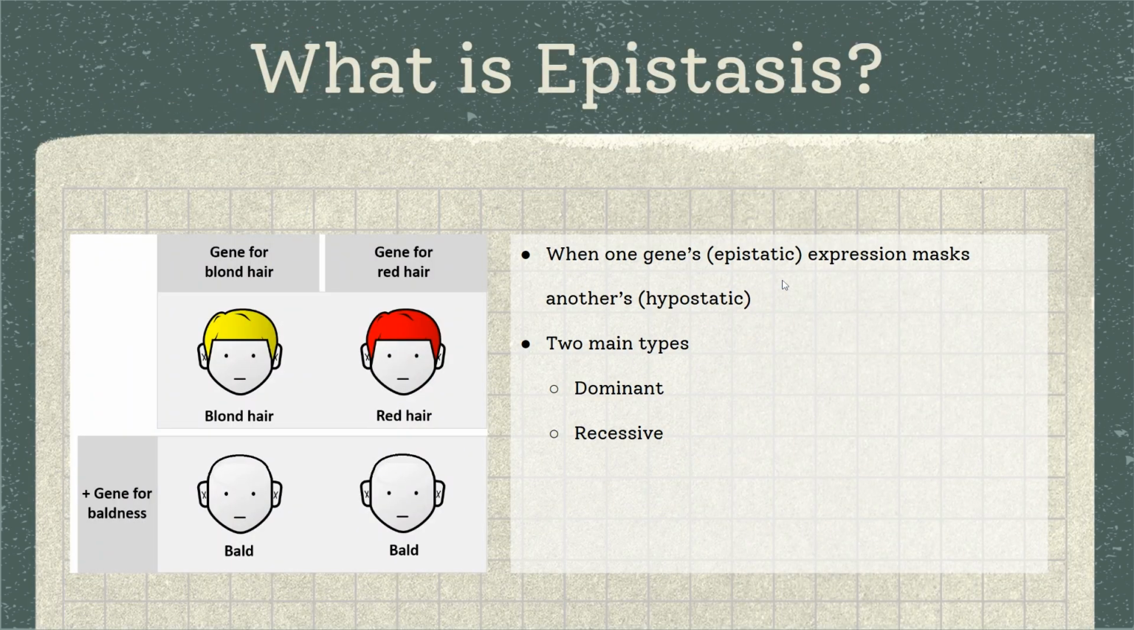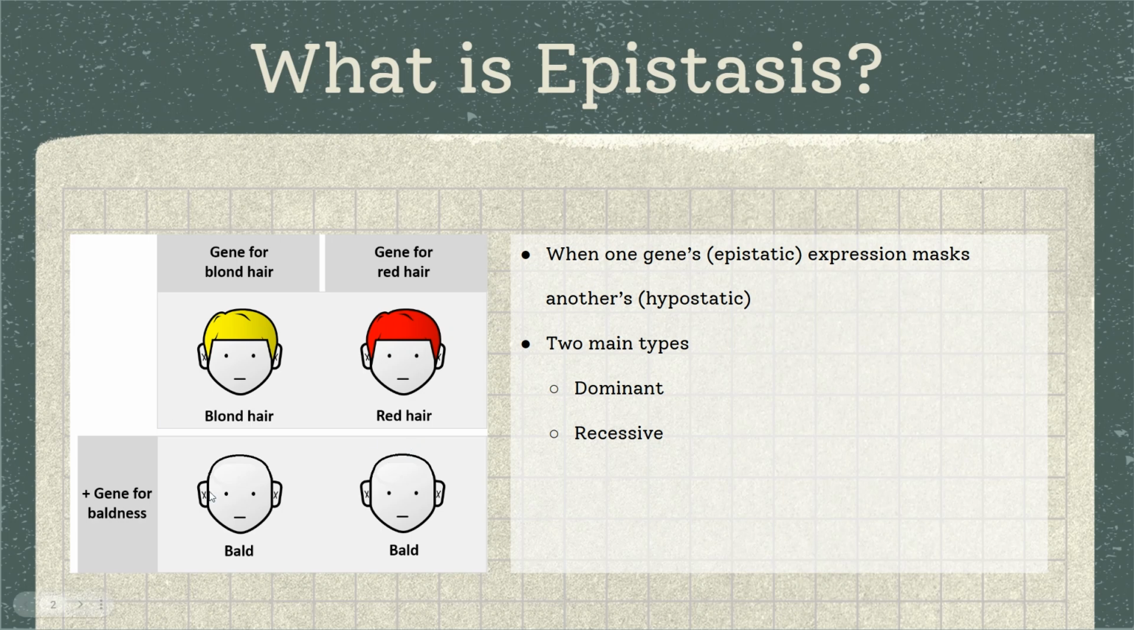So what is epistasis? It's when the expression of one gene masks the expression of another. In this case, the gene for baldness means you have no hair, so the hair color gene will not be expressed. And over here, for normal expression, you have blonde hair and red hair. But when you have the gene for baldness, you have an epistatic interaction, and no matter what the first gene does, you are going to have no hair.